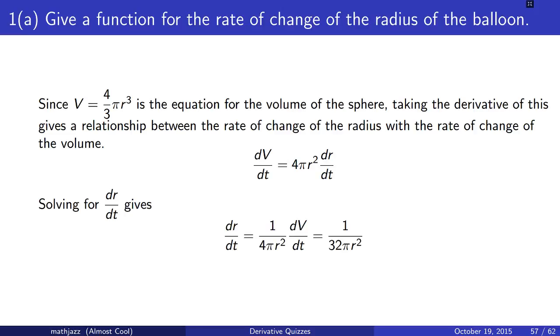If we solve for dr/dt, we get dr/dt equals 1 over 4 pi r squared times dV/dt. And then, if we plug in the rate of change of the volume, which is 1/8 cubic feet per minute, we get dr/dt equals 1 over 32 pi r squared.